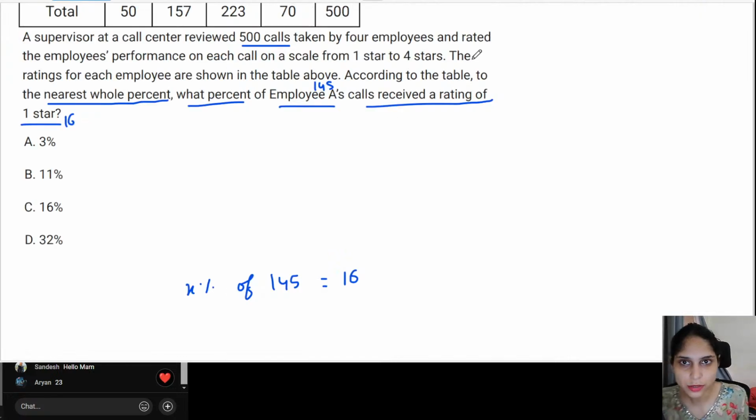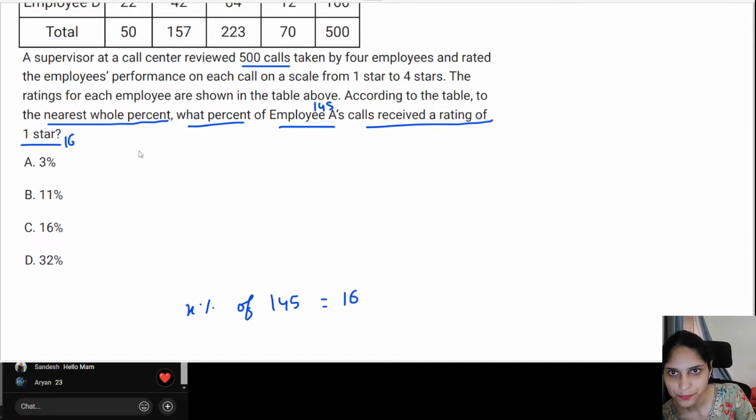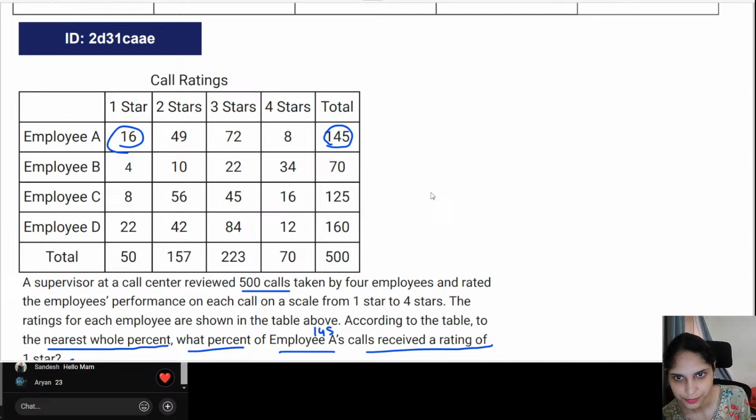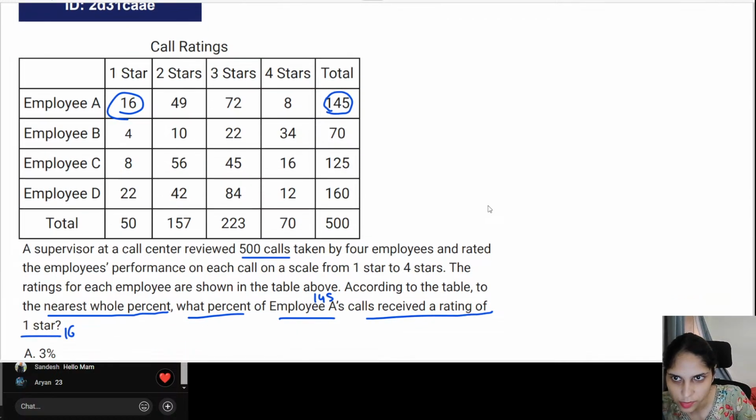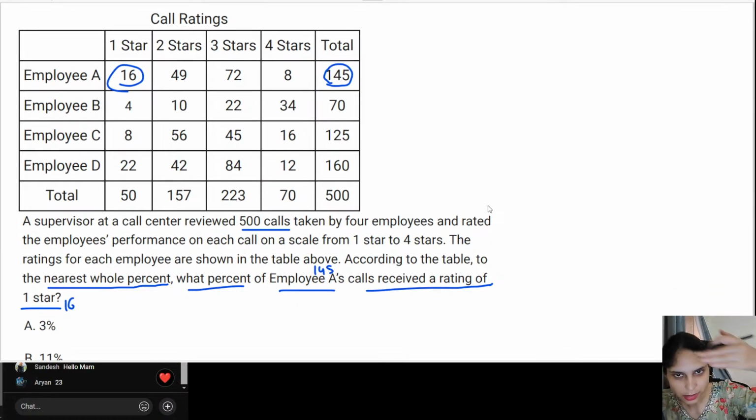The only mistake that students can make is they can do X percent of 500. No, they're not asking what percent of total calls received a rating of 1 star. They just want to know what percent of employee A's calls. So it's the percentage of employee A's calls that received a rating of 1 star. So for employee A, the calls are 145. This is also known as a two-way table. We'll also be seeing this in probability, or two variable statistics. That's where we'll see these two-way tables. Because there are two variables over here, stars and employees.